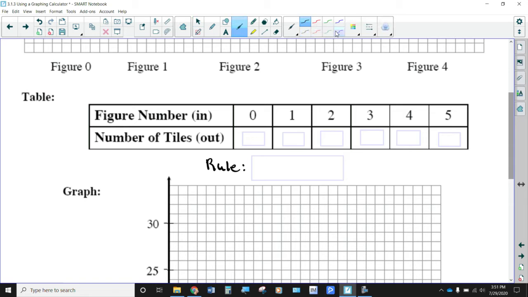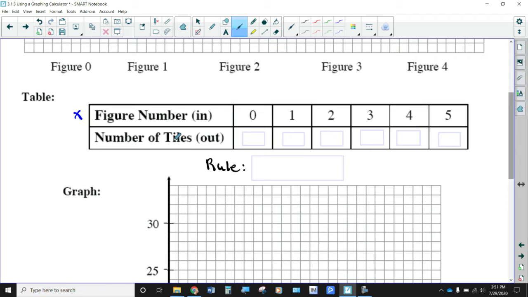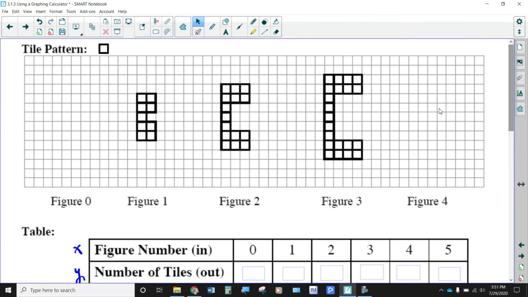Remembering that our figure number, these are your x values, and your number of tiles will be your y values. Okay, so let's go ahead and pause and go ahead and look for the pattern of growth. Where do you see the growth happening between figure 1, figure 2, and figure 3? Continue that pattern to make figure 4, and then work your way backward to make figure 0. Then count the number of tiles in each one and put those into a table.